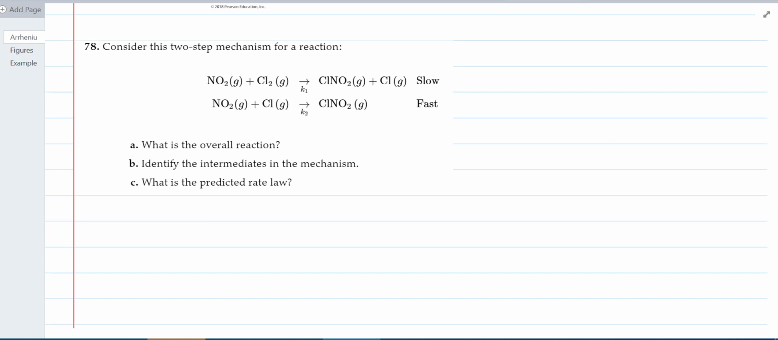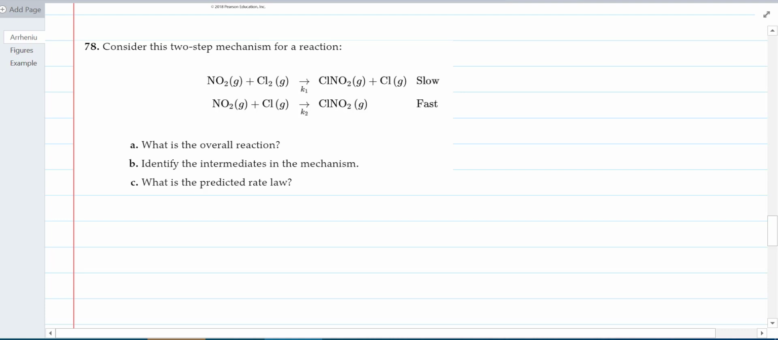Consider this two-step mechanism for a reaction. It says nitrogen dioxide plus chlorine gas goes to ClNO2. We don't learn how to name those. And a chlorine atom, and say that's slow. NO2 plus Cl goes to ClNO2 again. That's fast. What's the overall reaction?